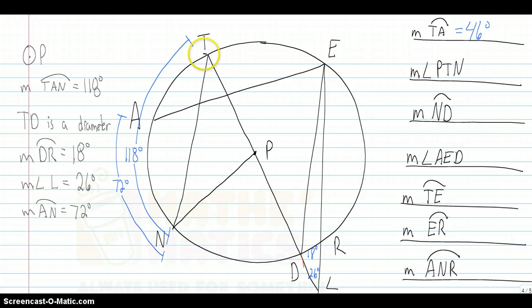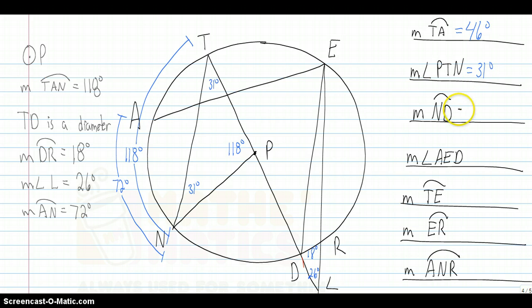The next thing we're asked for is measure of angle PTN. Since arc angle TN is 118 degrees, it means that this central angle is also 118 degrees by definition. And then looking at this triangle, we know it's an isosceles triangle because it has two radii of the circle. There's 180 degrees inside of that triangle, so 180 minus 118 is 62. So there's 31 degrees to split evenly between those two angles. And we now know that measure of angle PTN equals 31 degrees.